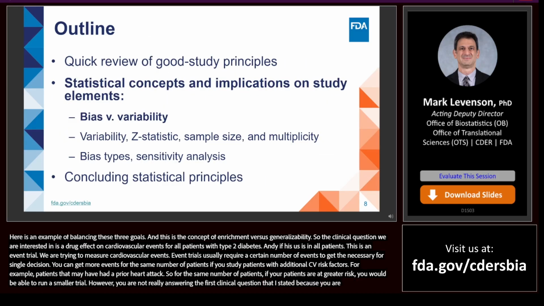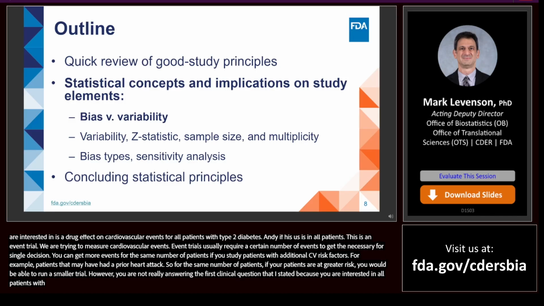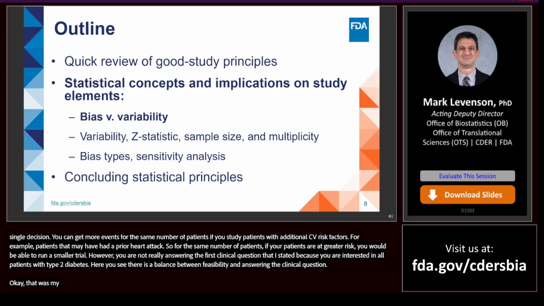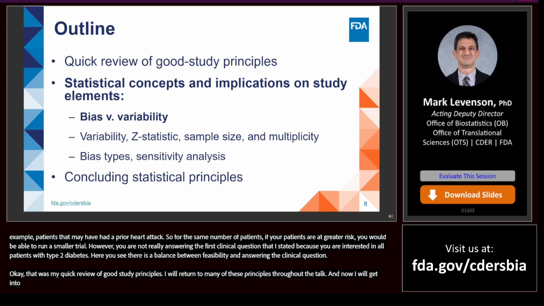Okay, that was my quick review of good study principles. I'll return to many of these principles throughout the talk, and now I'm going to get into the heart of the presentation, and that is the statistical concepts and their implications on study elements. And first, I'm going to define bias and variability and the important distinction between the two.